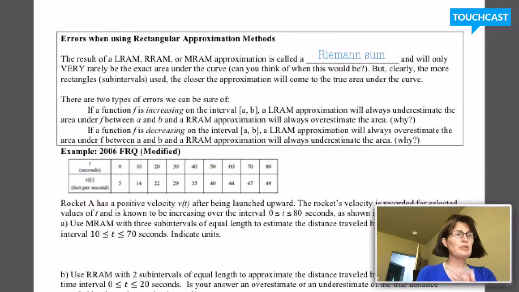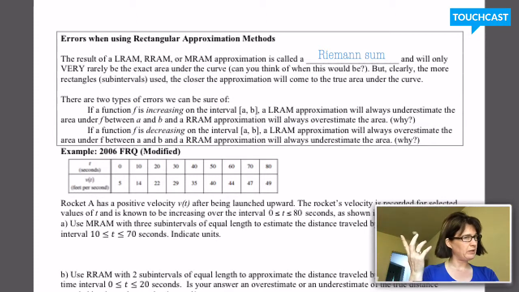The answer you get when you use any kind of rectangle approximation to find the area under a curve is sometimes called a Riemann sum, after Mr. Riemann, and we're going to find out more about him a little bit later. So the Riemann sum that you find is an approximation for the area under a curve. It might or might not be exact. It's very rarely going to be exact.